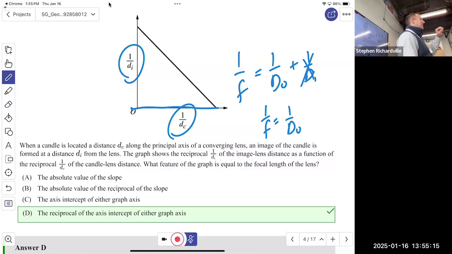When I hit the axes for either one of these, that means 1/DO or 1/DI is 0. And when that's true, then 1/F equals 1/DO, or F equals DO. So it kind of makes sense.